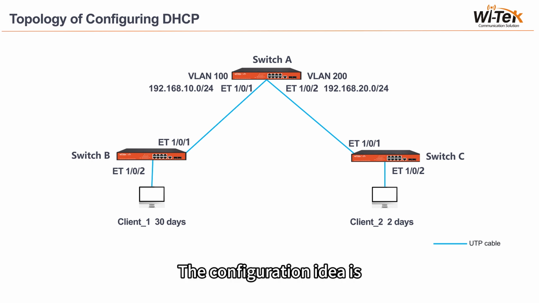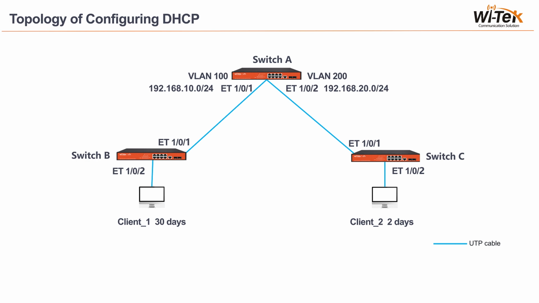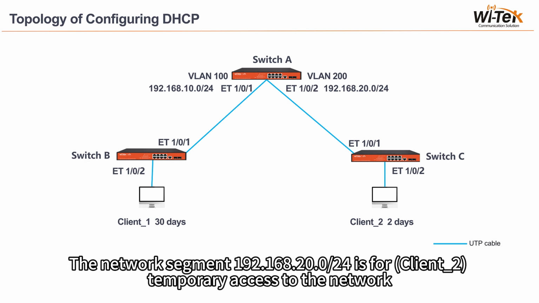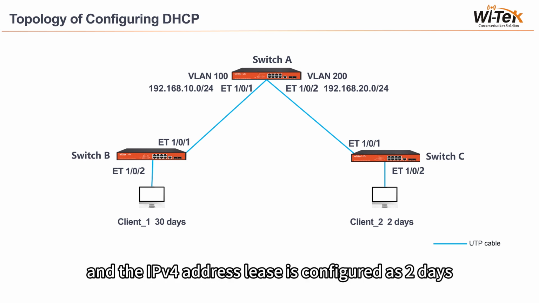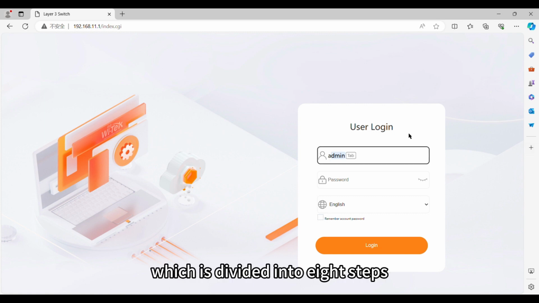The configuration idea is: first, the IPv4 address lease of PCs, client 1, in the network segment 192.168.10.0/24 is configured as 30 days. Second, the network segment 192.168.20.0/24 is for client 2, temporary access to the network, and the IPv4 address lease is configured as 2 days. Next, we start the configuration, which is divided into 8 steps.